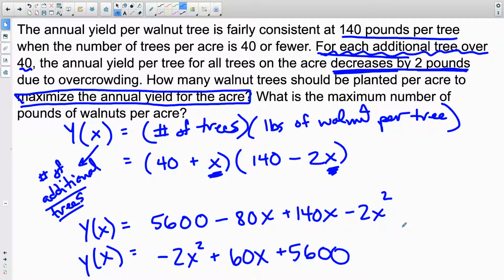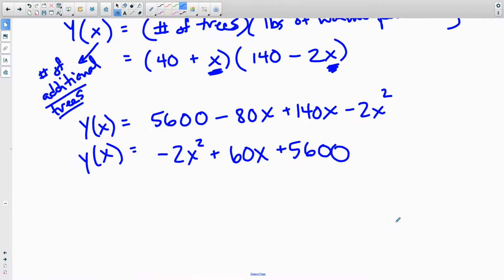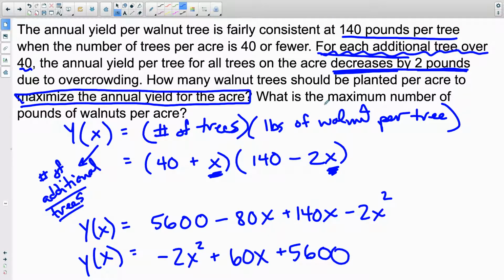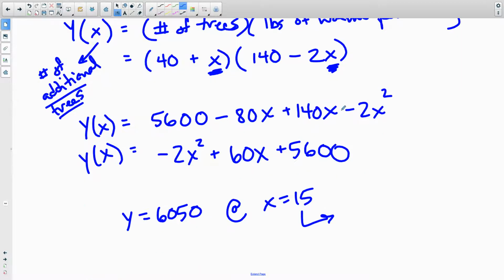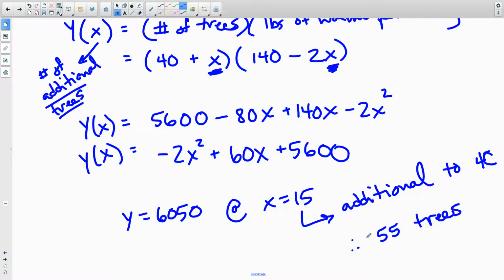So we know that the Y value is 6,050 at X equals 15. So 15 additional trees. They want to know how many walnut trees should be planted per acre. This is the additional number of trees, so this isn't actually the answer. This is additional to the 40 that was the threshold before. So therefore we have a total of 55 trees when we add 15 to 40. So at 55 trees, the yield is 6,050 pounds.